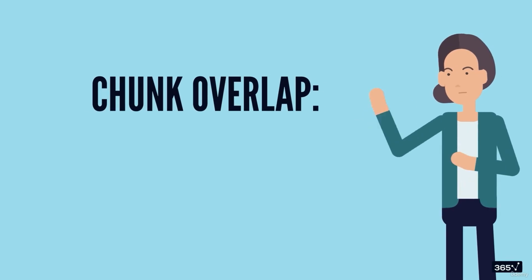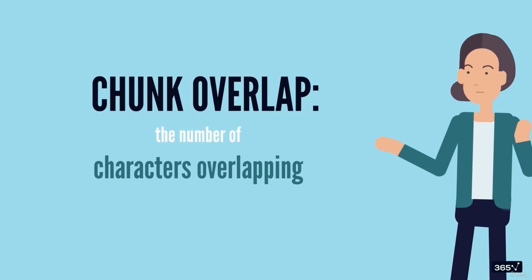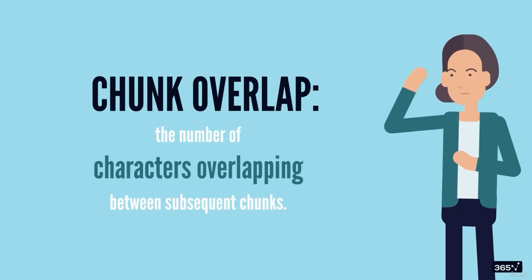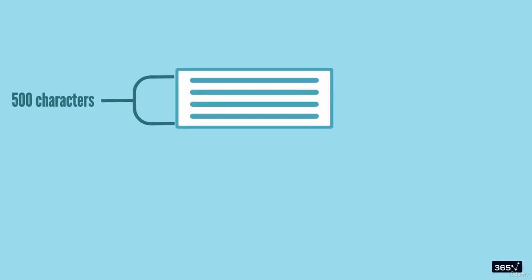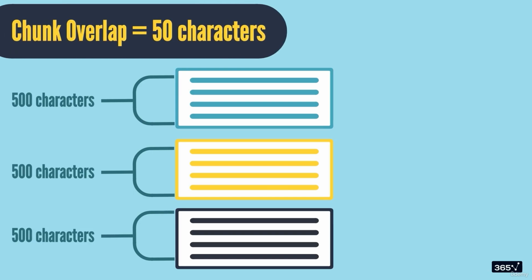Another parameter we can specify is the chunk overlap. Chunk overlap corresponds to the number of characters overlapping between subsequent chunks. Let's continue our example. Consider our 1,500 character document split into chunks of 500 characters each. We can now study how the number of splits will change if we introduce a chunk overlap of 50 characters.